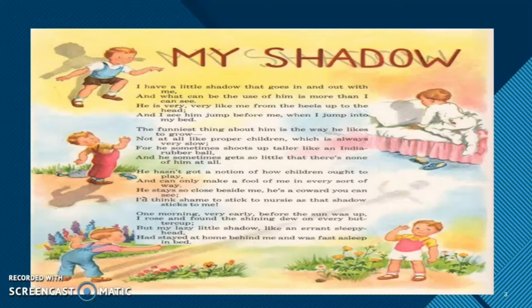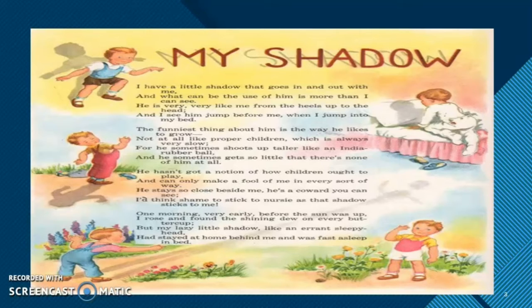Means if you see the Indian rubber ball, okay, the Indian ball which is made out of rubber, when we throw it, it goes very, very high, right? Or when we bounce it, it goes very high. So he's comparing the shadow, which sometimes becomes very tall, to the Indian rubber ball, which also reaches a very high height. And he sometimes gets so little that there's none of him at all. And then he says, okay, sometimes the shadow becomes so tiny that he cannot see him at all, okay?